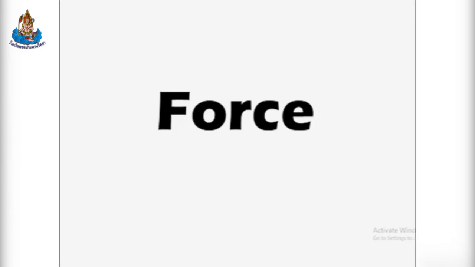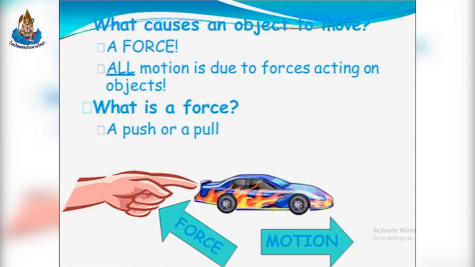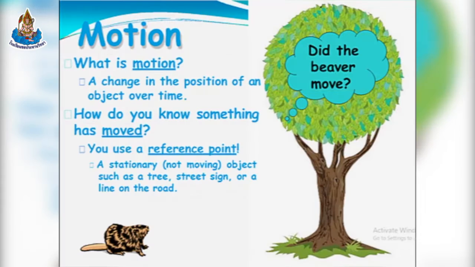Okay, so what do we use or exert to make an object move? Right, we use force. So again, force causes an object to move. So all motion is due to forces acting on objects. So we use force to move an object, and if the object will move, we call that motion. So again, what is a force? It is a push or a pull.